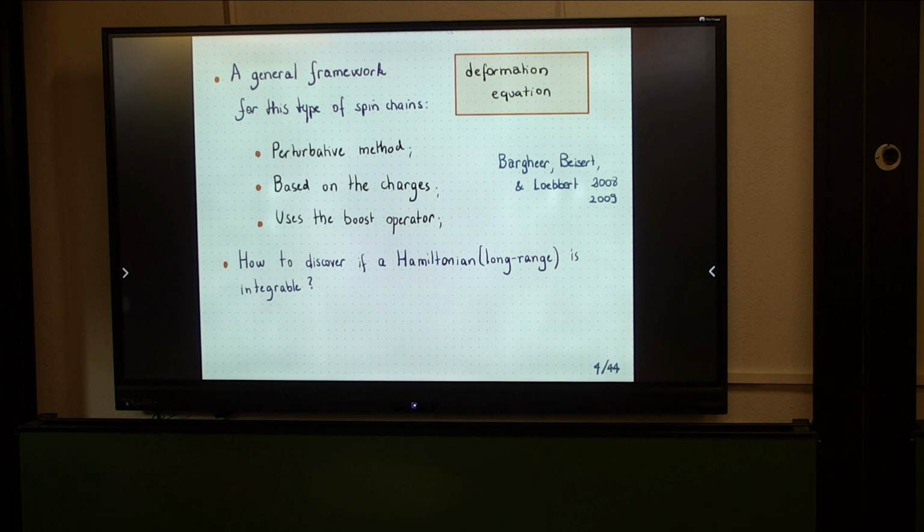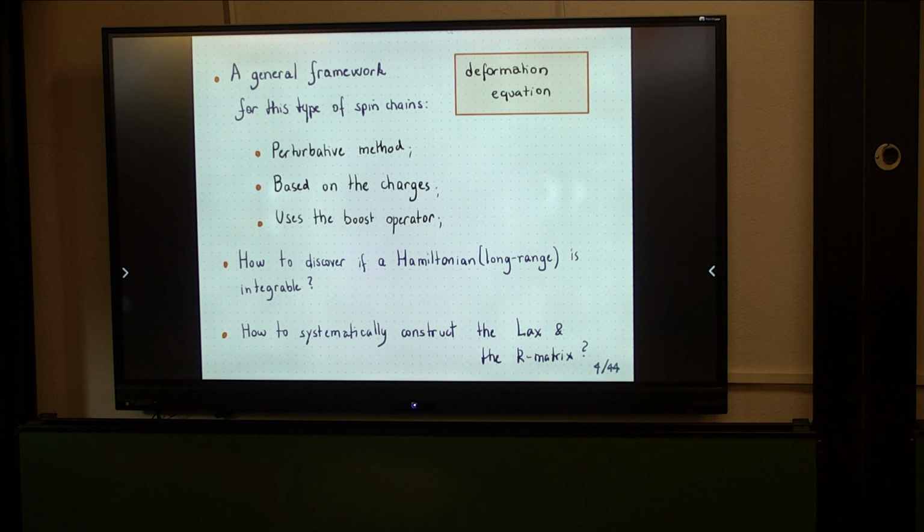But the question that we have, it was not known, is how to get the Lax and the R matrix for these. So this formalism gives us the charges. We know how to get the deformations of the Hamiltonian, but it would be very interesting to know the Lax and the R matrix, so we can, for example, use the algebraic Bethe ansatz and do more advanced integrability techniques. So this is the main point of the talk: to find how to construct this R matrix and this Lax for a specific Hamiltonian.